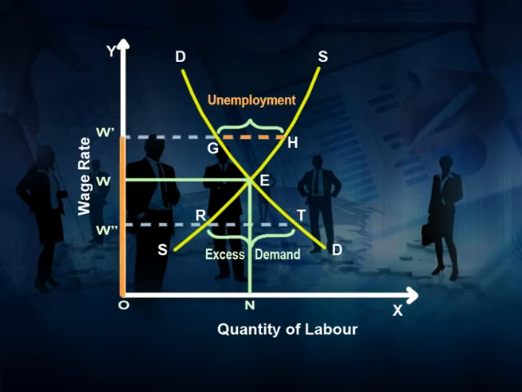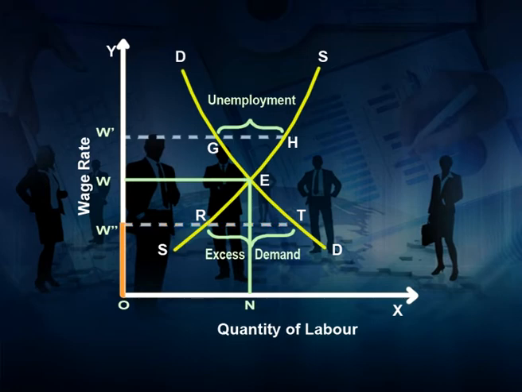Hence, there will be competition for jobs among the unemployed workers, due to which the wage rate will fall to OW, where the quantity demanded equates with the quantity supplied. On the other hand, if the wage rate is fixed at a lower level, that is OW double dash, the supply of labor W double dash R will be less than the quantity demanded W double dash T.